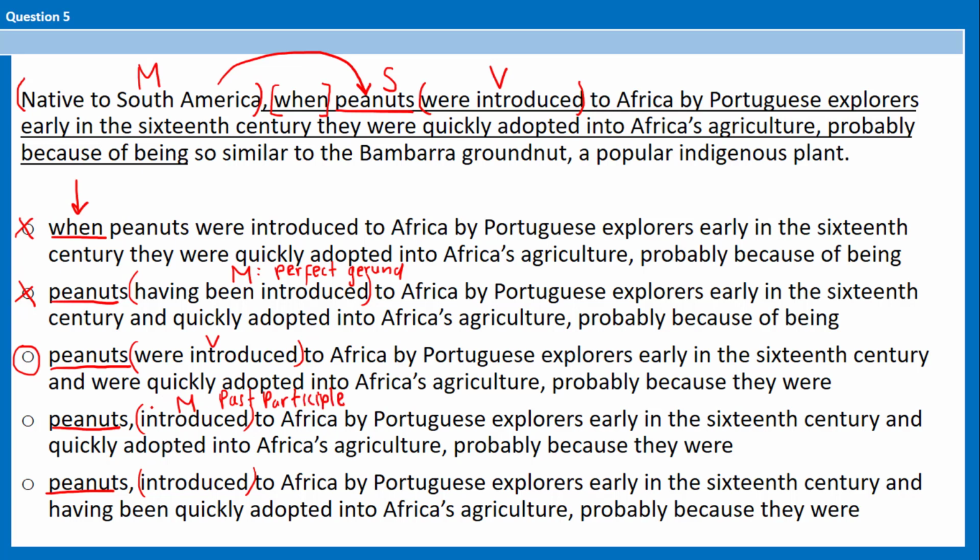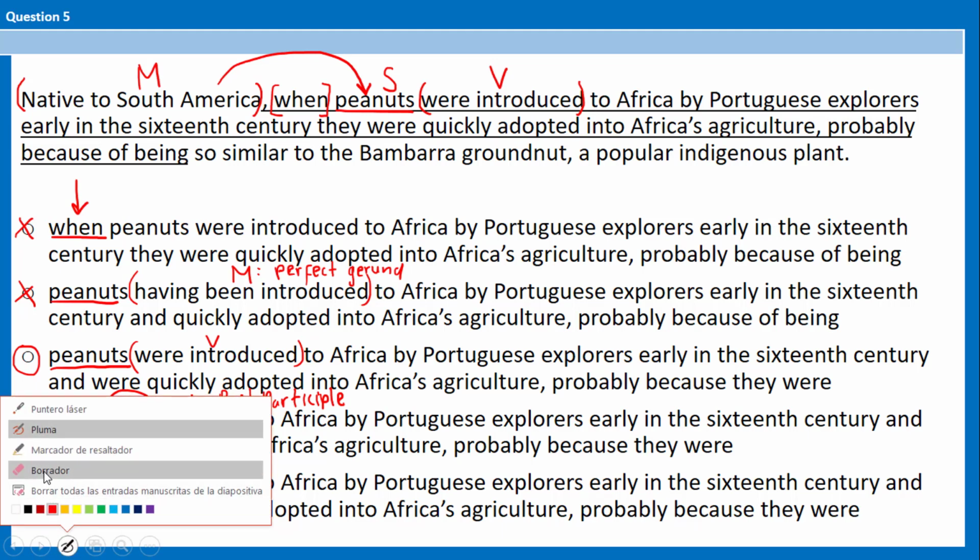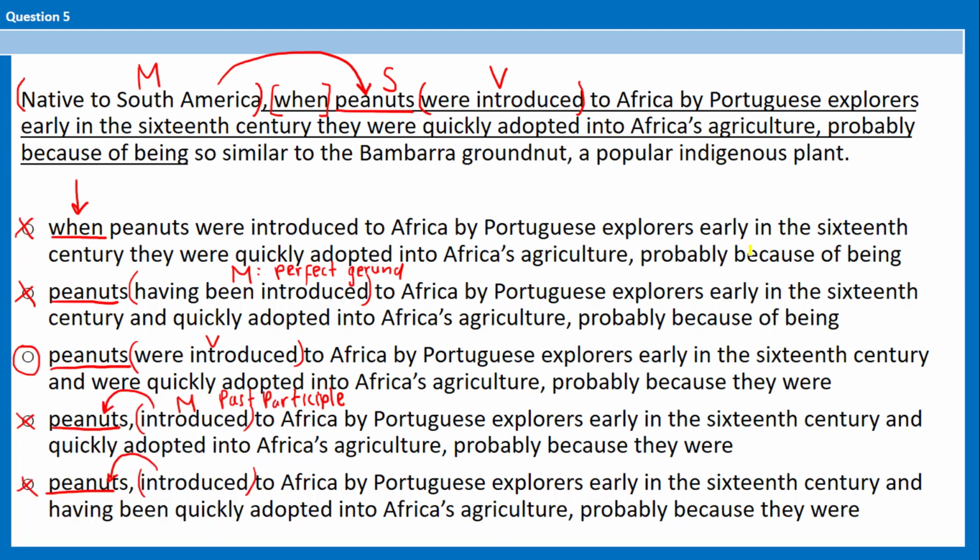Okay? Introduced describes the noun before the comma, peanuts. I cannot pick the last 2. And there are other differences. For example, at the end you have the split between because of being versus because they were. And the answer must be because they were.